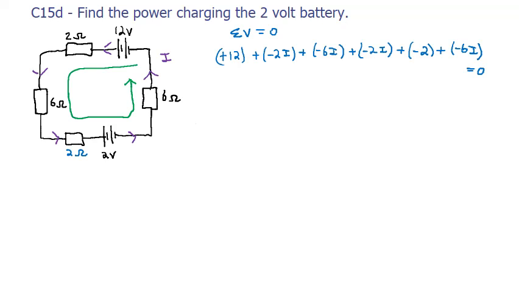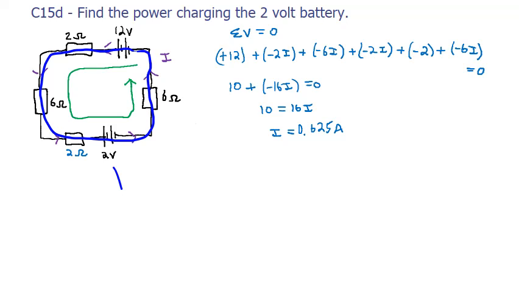All right, so as we come around from this spot, we've got positive 12, going from the negative terminal to the positive terminal, and then negative 2i plus negative 6i plus negative 2i plus negative 2, because we're going from the positive terminal to the negative terminal, and then negative 6i. We should get for our current 0.625 amps. So that's the current going through the entire circuit as we go all the way around. Therefore, in the 2-volt source, that's how much current is going through.